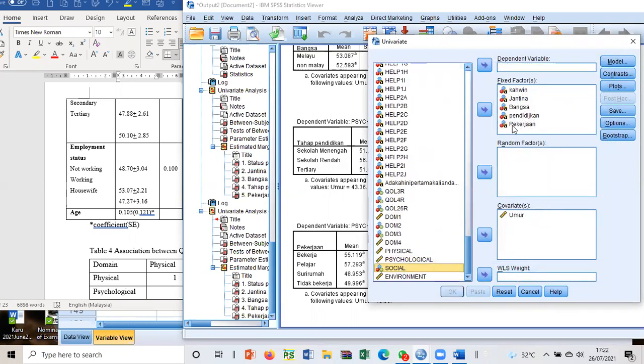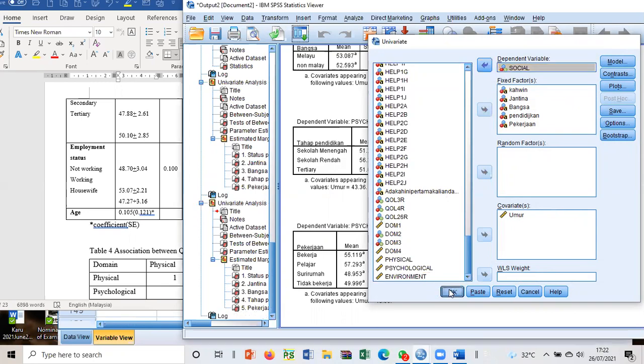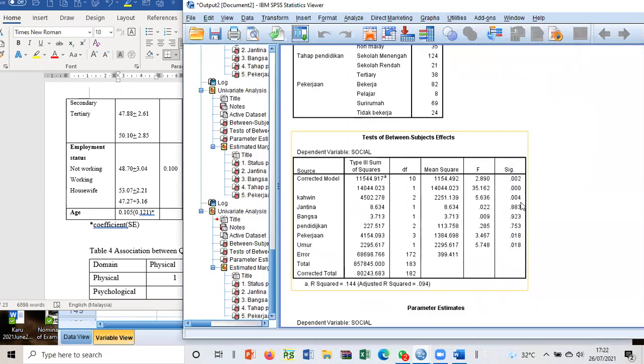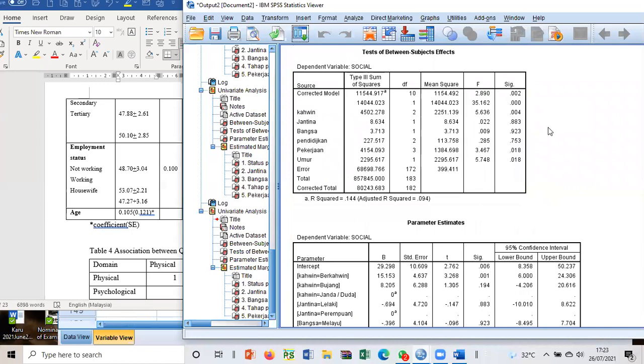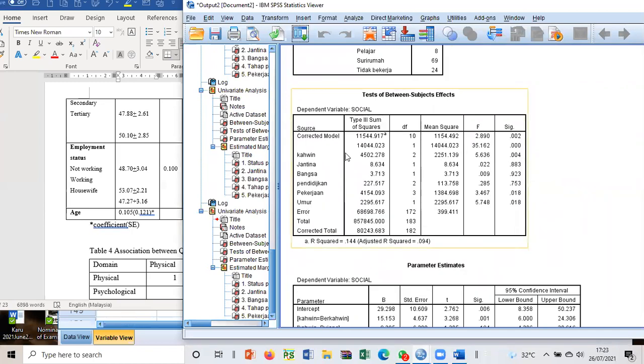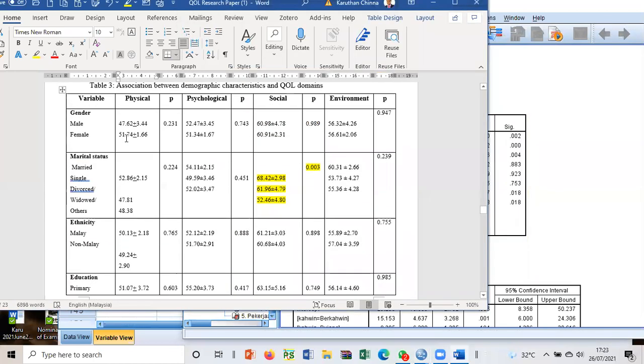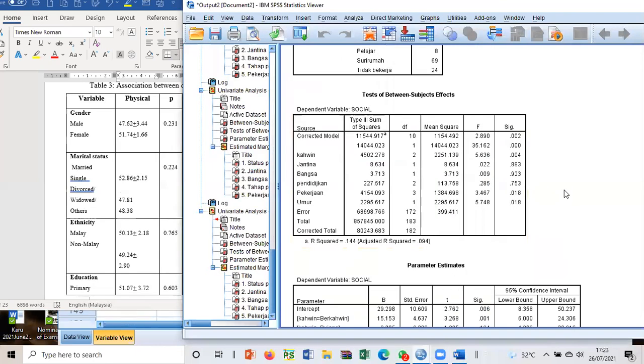So next is social. Okay, social, these two are significant, right? And what, three, right? Perkawinan, that's why we discussed this now. Now, perkawinan, how many levels? There are three. Three levels. You want to show, based on post hoc analysis, who is different.